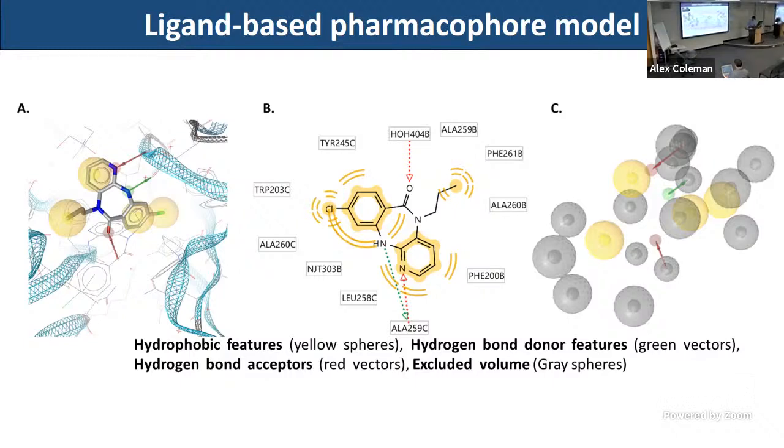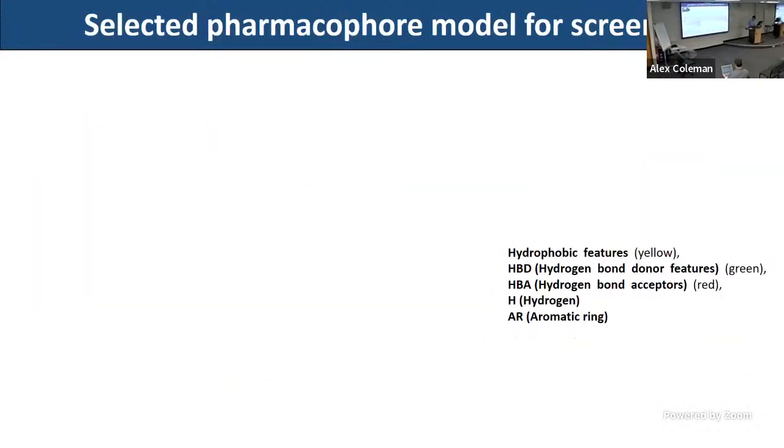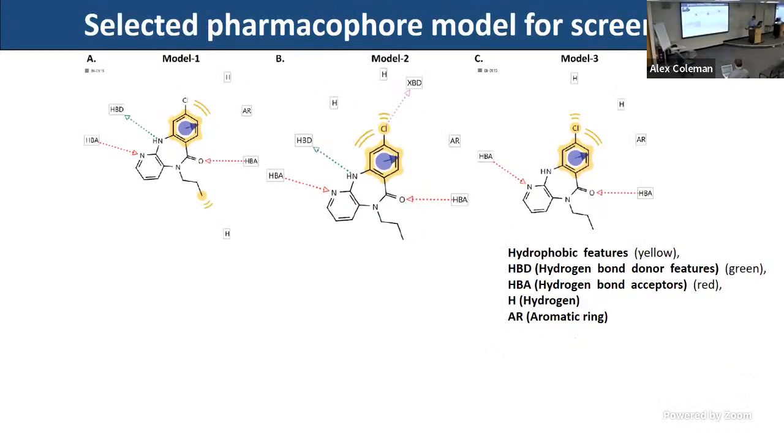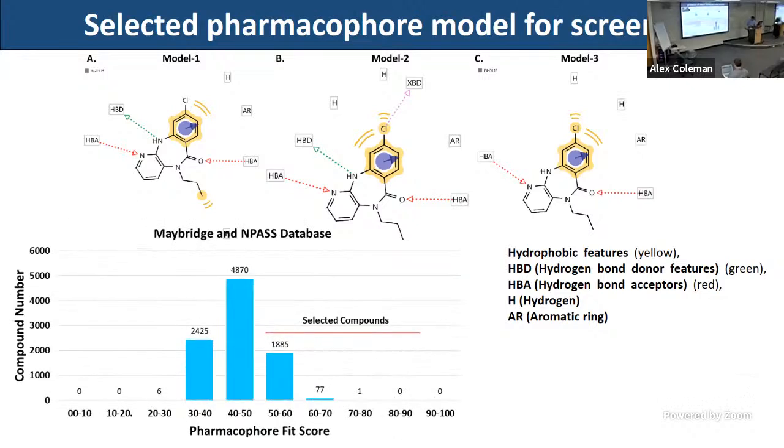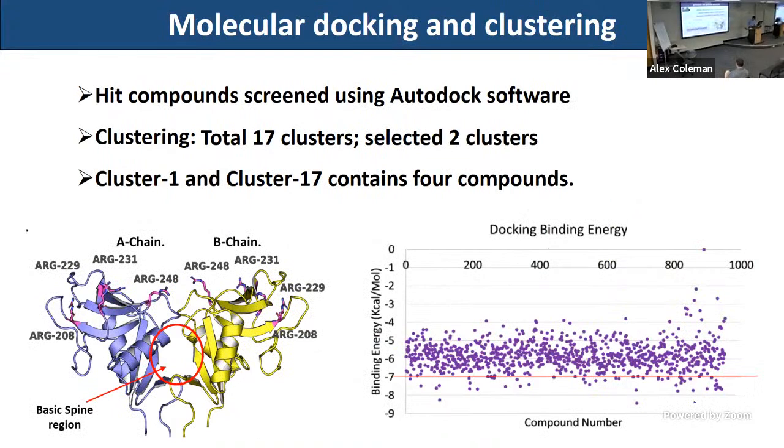So based on this reference compound, we generate the pharmacophore, and we select three pharmacophore models. All these 3 pharmacophore models contain hydrophobic features, hydrogen bond donor features, hydrogen acceptor features, and also aromatic rings. Based on these 3 pharmacophore models, we screen down the compounds and select the compounds having a pharmacophore fit score of more than 50. If you see in this green box, we select these compounds for further study. Then after, we go for molecular docking and clustering.